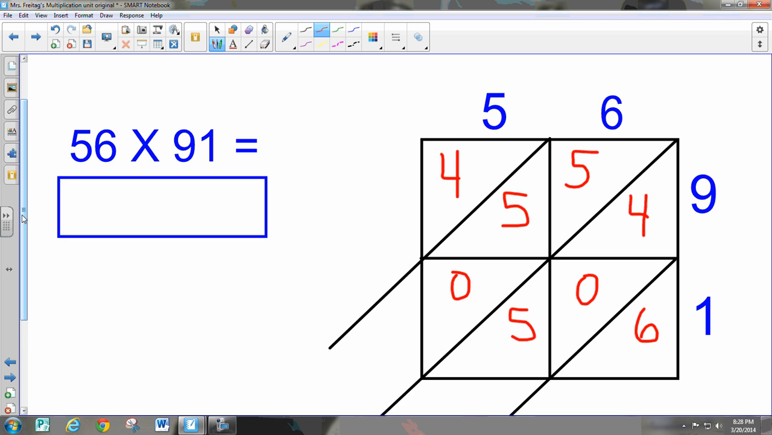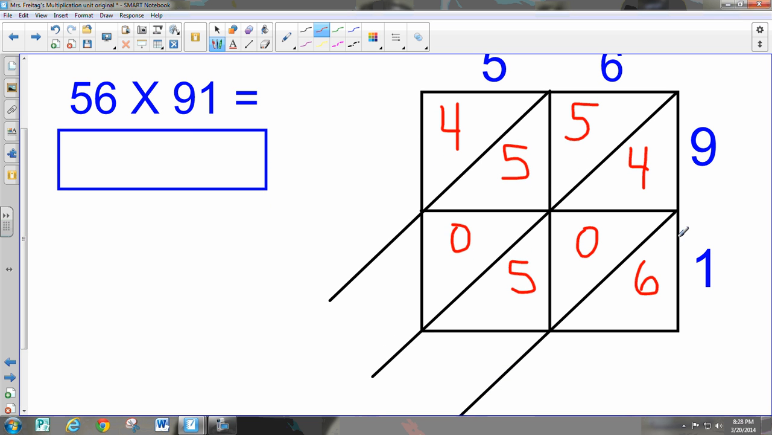Now again, when we add this up, we add on the diagonal, so we always start at the bottom. 6, 9, 5 and 5 is 10. Oops, carry my 1, and our answer is 5. So the answer to this question is 5,096.